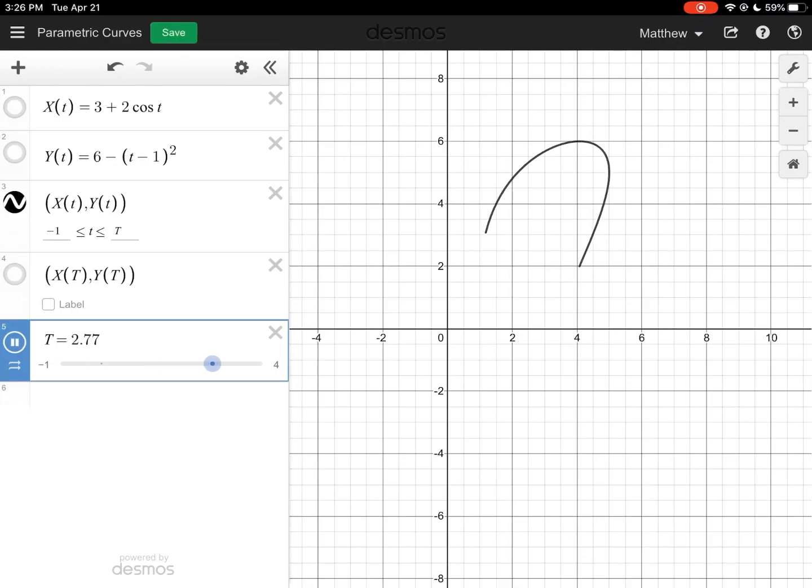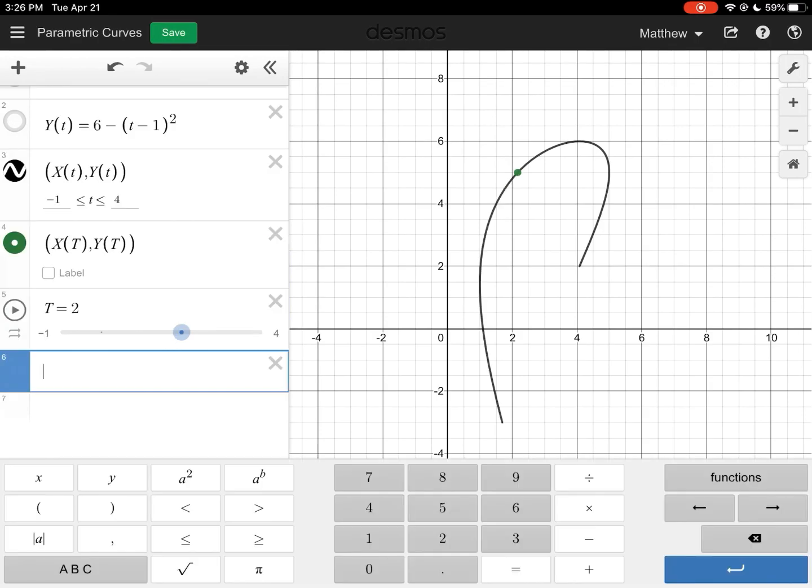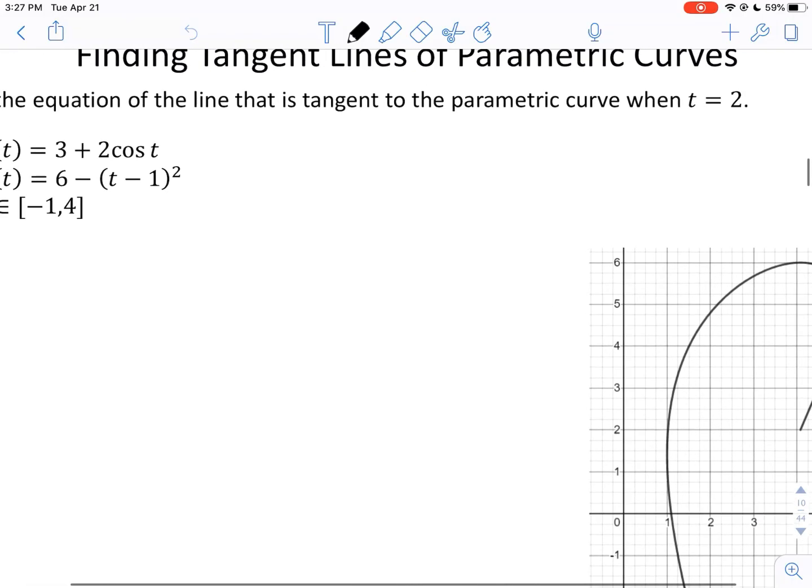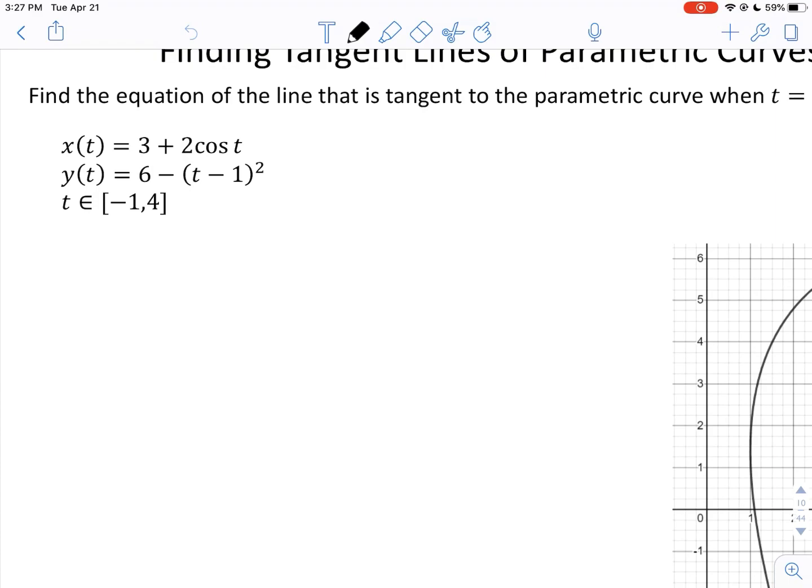As time varies from -1 to 4, we get this curve. Now we're interested in what happens when time is 2. We want to know the tangent line at that point. First, find where exactly is the point at time 2. So we're going to calculate what x of 2 is and what y of 2 is.